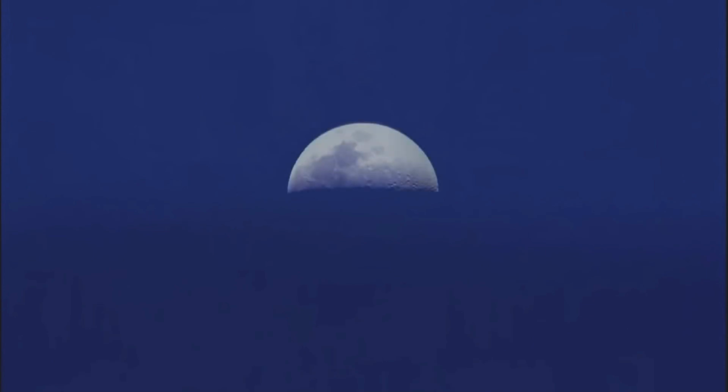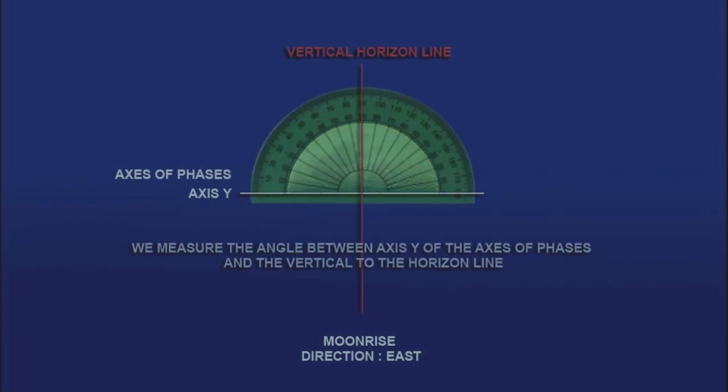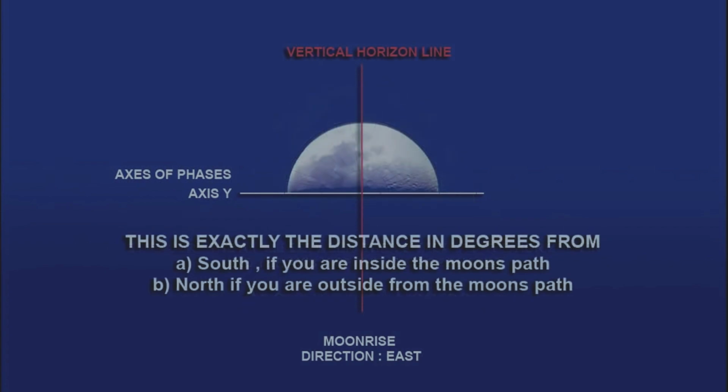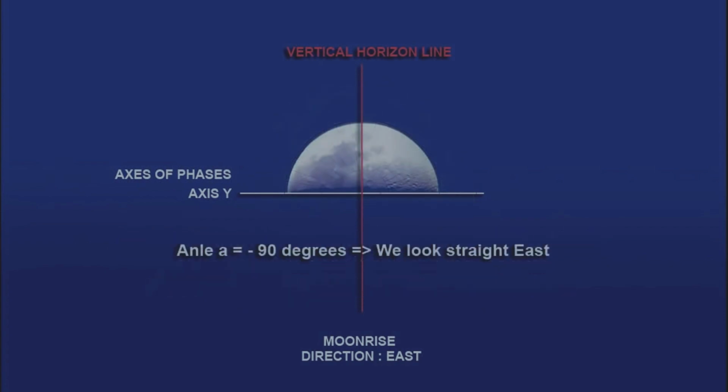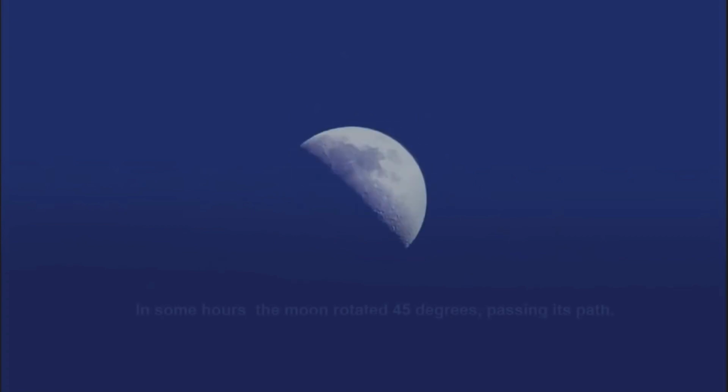Compass moon. We measure the angle between the vertical to the horizon line and the axis Y. This angle is, for a northern observer, the difference in degrees from south to east when the angle is minus, and the difference in degrees from south to west when the angle is plus. For a southern observer, it is the same rule with opposite behavior.